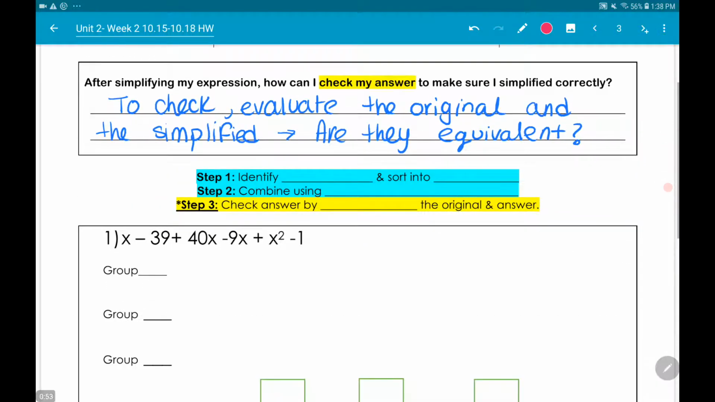All right, so our steps are still the same from yesterday. We're going to identify like terms and sort them into groups. And then we're going to combine using integer operations, just adding, subtracting, etc. All right, and then we're going to check our answer by evaluating the original and the answer.